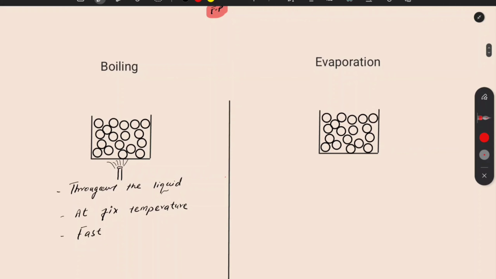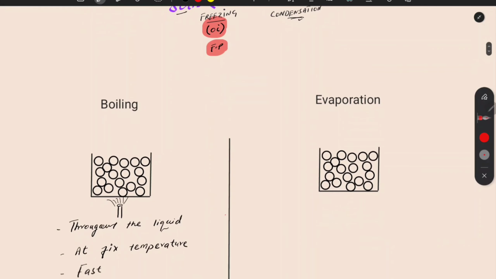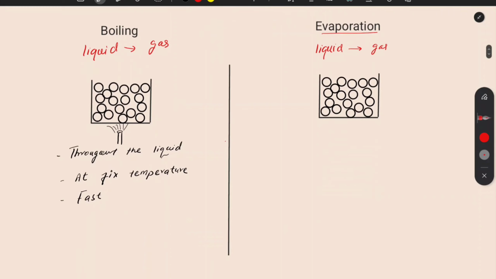Now this is very important. As we have just studied, boiling is the conversion of liquid into gas, and there is another term, which is evaporation, and this is also a process by which you can convert liquid into gas. So both of these processes are similar. Boiling is the conversion of liquid into gas, and the same for evaporation, but with a few differences.